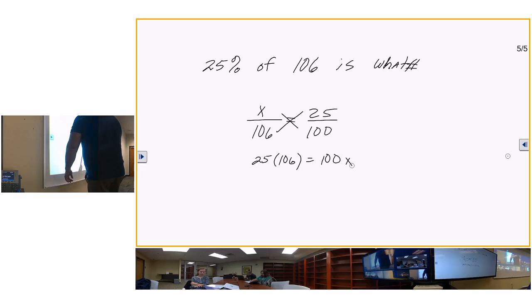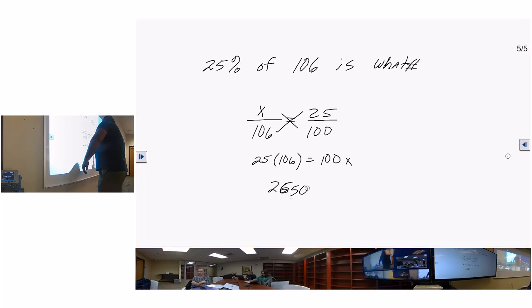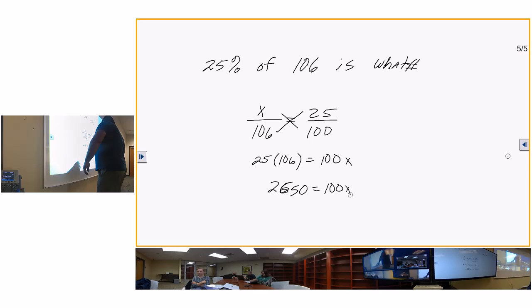Well, 6 quarters is $1.50, so that's going to be 26.50. Somebody check me. What's 26.50? 26.50 is equal to 100x, so you want to leave $27.